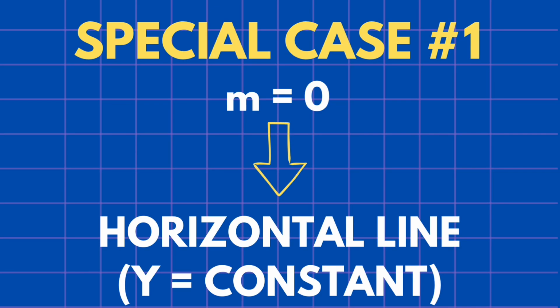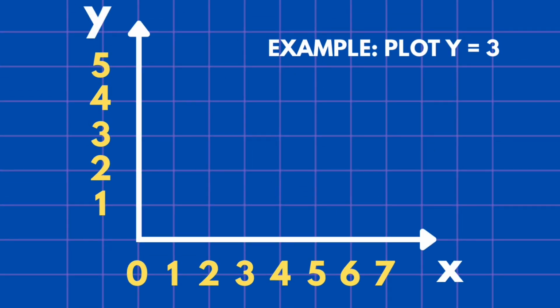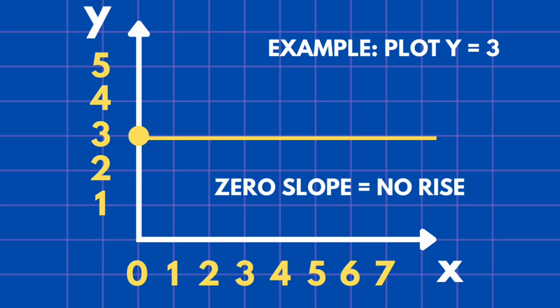Our first case is when m is equal to 0. In this case, we would see a horizontal line, which means that our y is constant. 0 slope means no rise. If we take a look at an example, y equal to 3, we plot a horizontal line through y equal to 3. It's important to note that this equation is still in the format y equals mx plus b. But because we have a 0 slope, the mx part of the equation is removed, leaving y equal to 3.